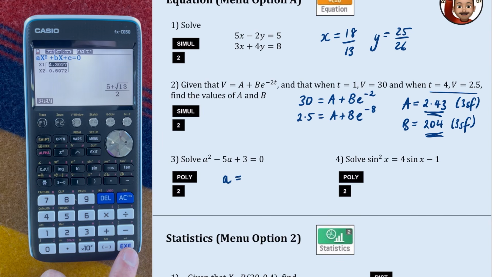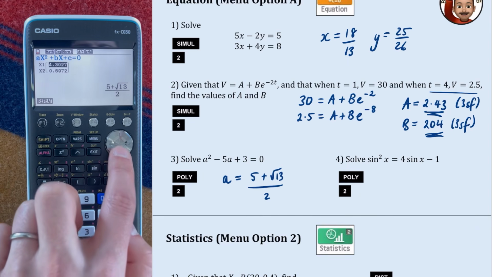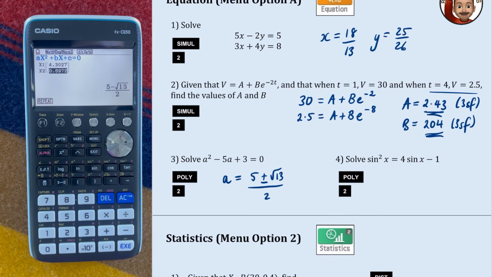Now our solutions are going to be 5 plus root 13 over 2. And the other one is 5 minus root 13 over 2. So I'm just going to be lazy and put that minus sign in there.